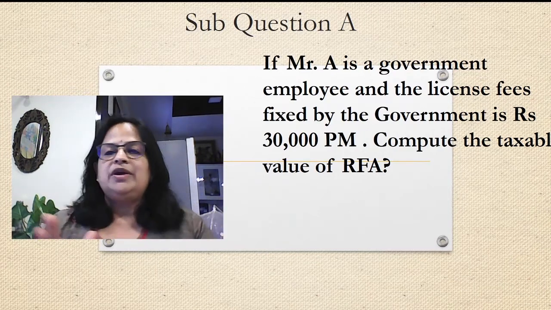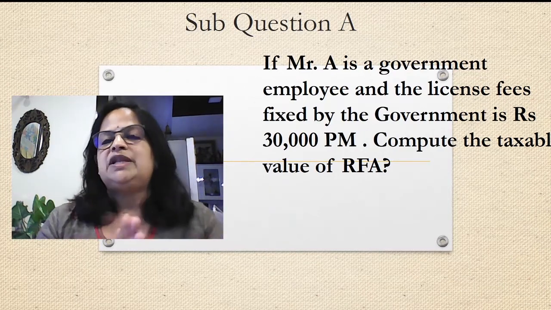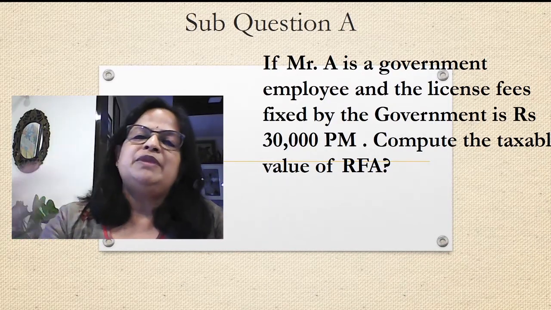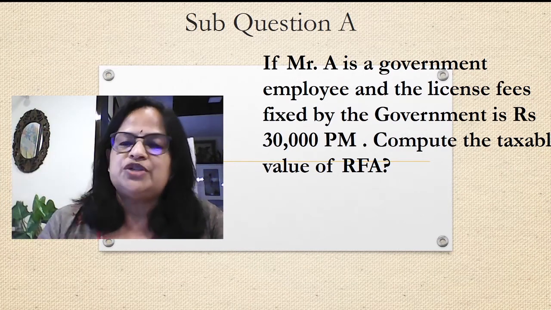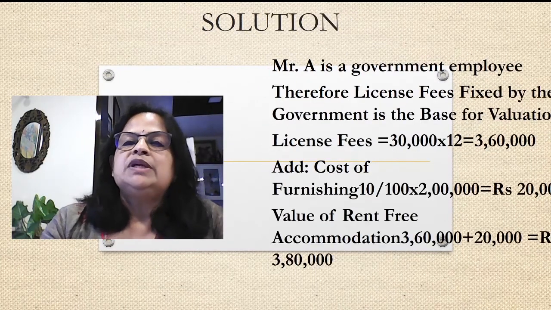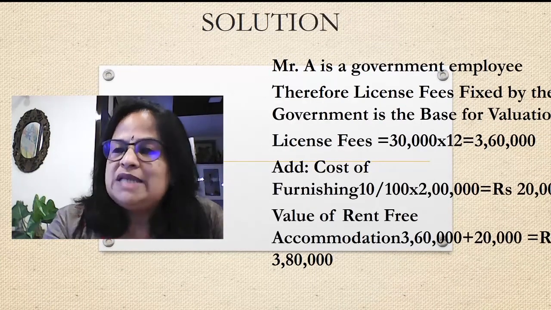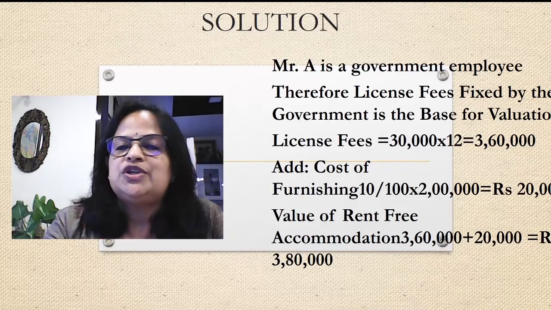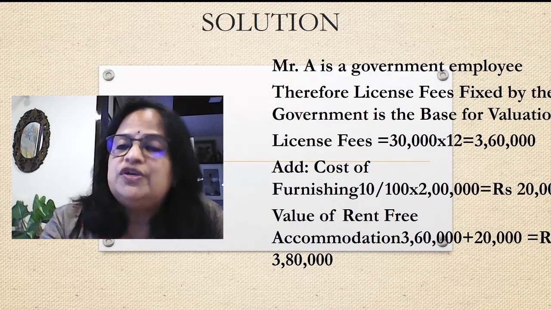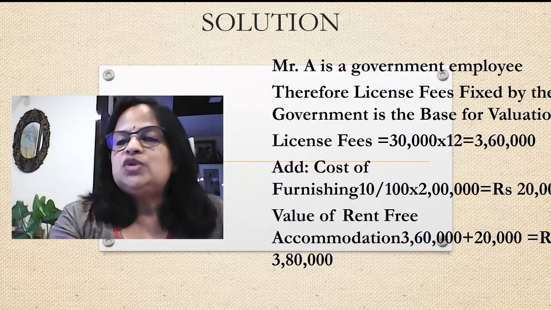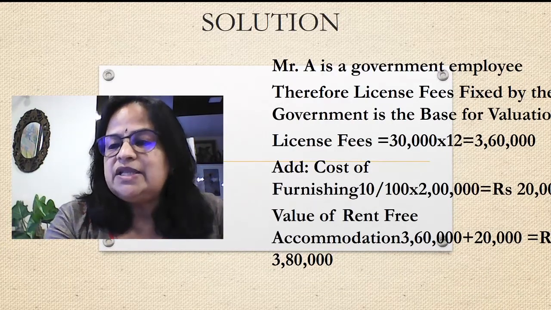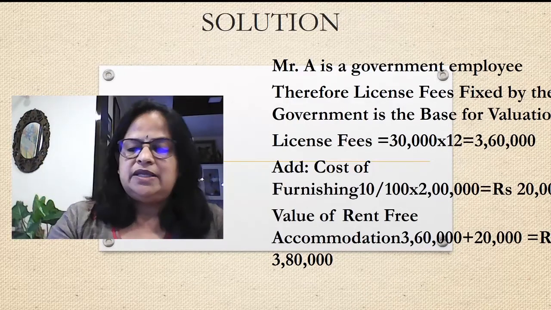So government employee. So license fee fixed by the government is 30,000 per month. Compute the taxable value of RFA. So all the information given in the previous slide is of no relevance for computation of this value. That is government employee, license fee only we will take. So Mr. A is a government employee. Therefore license fee fixed by the government is the base for valuation. 30,000 per month, 30,000 into 12, 3,60,000. Cost of furnishing, it's given in the question 2 lakhs. So the value is 20,000. So the value of rent-free house is 3,60,000 plus 20,000, it's 3,80,000.